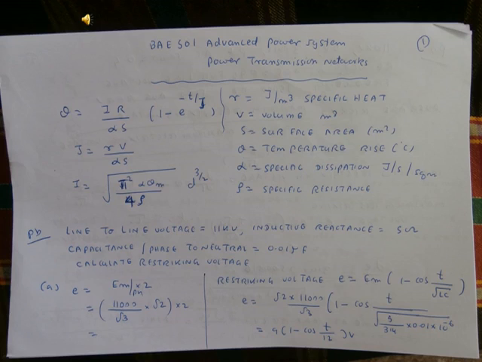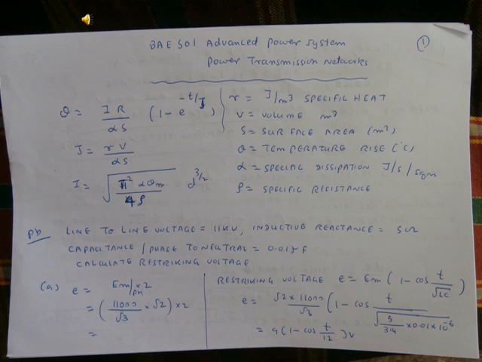The line-to-line voltage is 11 kilovolt, inductive reactance is 5 ohm, capacitance per phase to neutral is 0.01 microfarad. Calculate the restriking voltage. The restriking voltage equation is E equals EM multiplied by 1 minus cos T divided by the square root of LC. So E is equal to root 2 multiplied by 11,000 divided by root 3, multiplied by 1 minus cos T divided by the square root of 5 by 314 multiplied by 0.01 multiplied by 10 to the power minus 6. So you get 9 multiplied by 1 minus cos T divided by 12 volt.